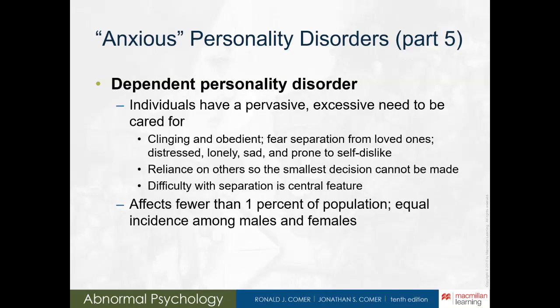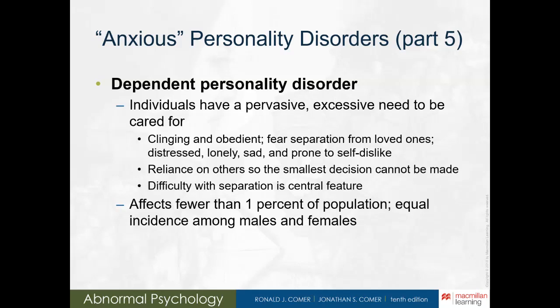Then we have dependent personality disorder. And this is where individuals have a pervasive and excessive need to be cared for. These individuals are typically going to be very clingy and obedient, and they fear separation from their loved ones. When they're not with their loved ones, they can be distressed, lonely, sad, and not like themselves. They have reliance on others.